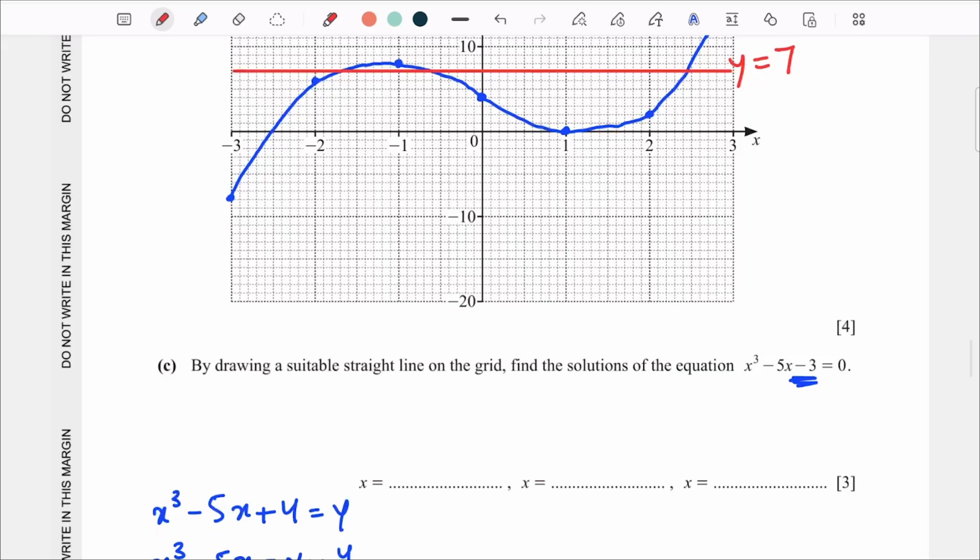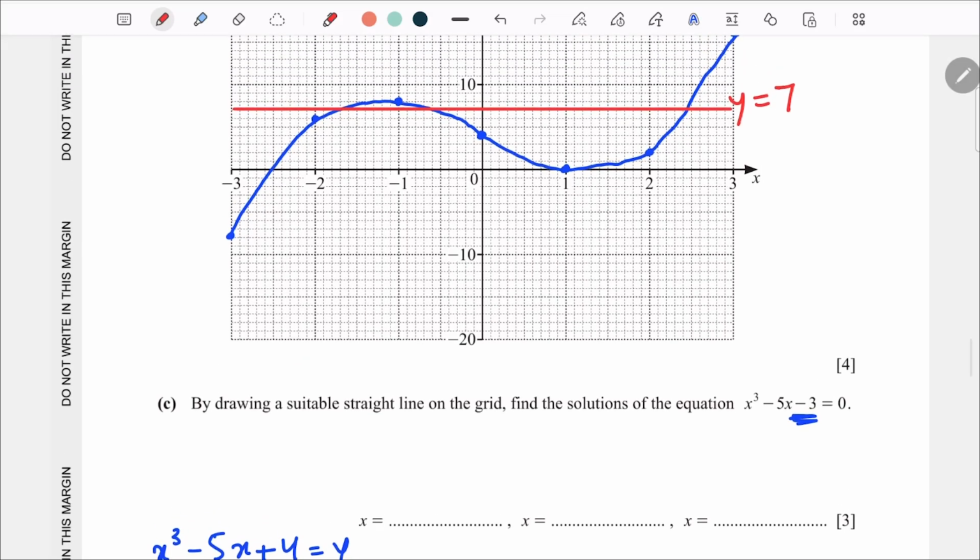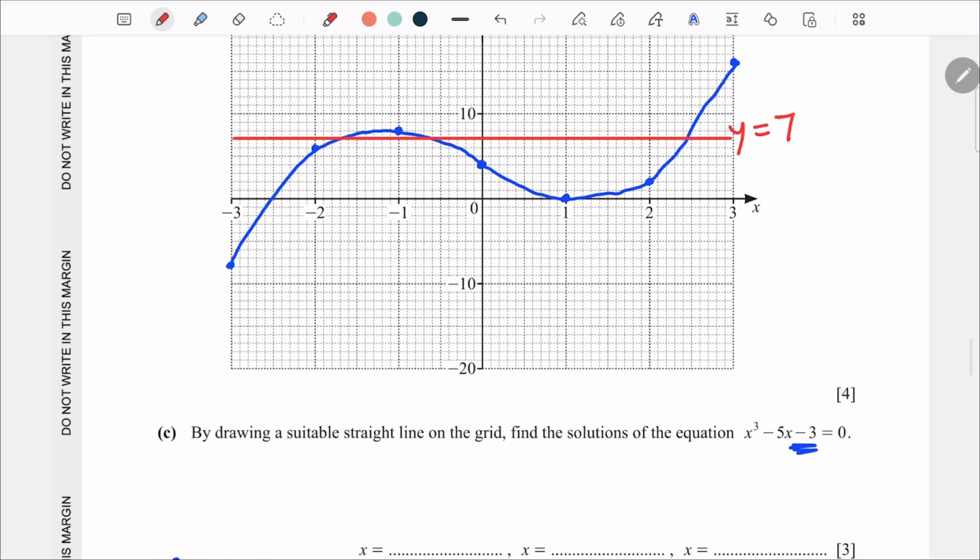Now the question is asking for the values of x as the solution. So wherever this line y equals 7 is touching the blue graph will be the values of x. One point is right here, the second point is here, and the third point is here.